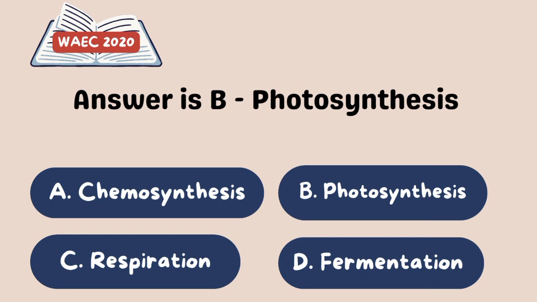Option A is wrong because chemosynthesis is a process of producing food from inorganic materials. Option C is also wrong because respiration is a process whereby energy is produced from breakdown of glucose. Option D is also wrong because fermentation is a process in yeast and some other fungi in which glucose is converted to alcohol.